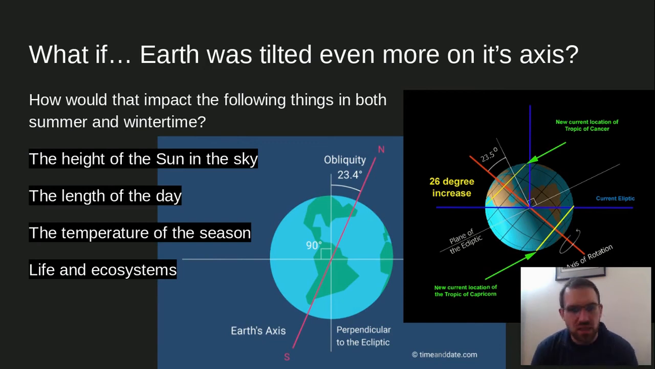And then the last thing would be life and ecosystems. Who knows if it just randomly happened? By the way, this can't just happen where Earth would all of a sudden tilt a little bit more. That wouldn't just happen, unless we were pelted by a gigantic asteroid or something like that. And even then, that would probably destroy a big chunk of Earth. So I wouldn't be worried about that. But our ecosystems would have to adapt.